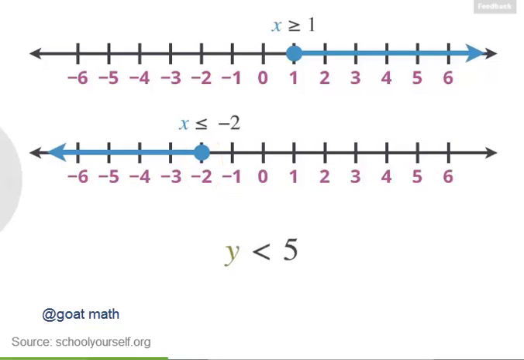Now suppose you have the inequality y is less than 5. It turns out there's an equivalent way to write this by flipping it around. And now it says 5 is greater than y. If you think about it, saying 5 is bigger than y is the same thing as saying y is less than 5. So these two expressions are equivalent. They mean the same thing.